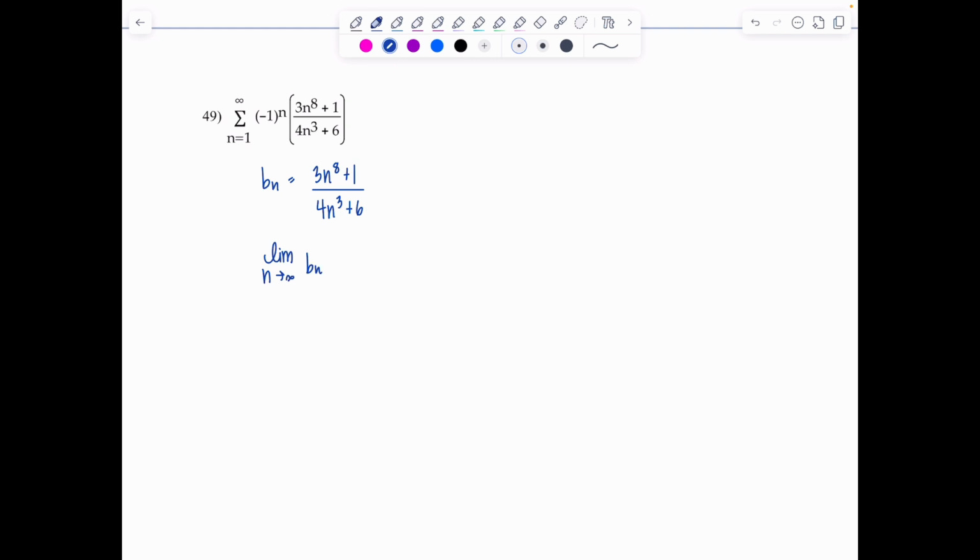If I divide everybody by n cubed, you're going to have n to the 5th up top. This goes to infinity. Do you want me to show it? Let me show it. Limit as n goes to infinity. If I divide by n cubed, I'd have (3n to the 5th plus 1 over n cubed). You only divide by the highest power of the variable from the denominator, okay? From the denominator. So you wouldn't divide by n to the 8th. No, no. These go to 0.